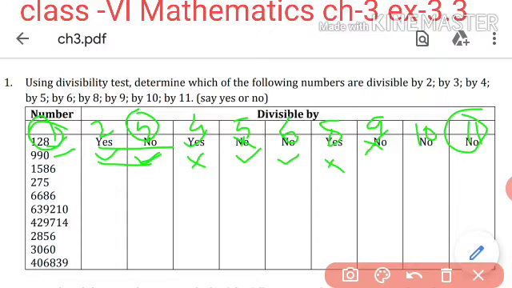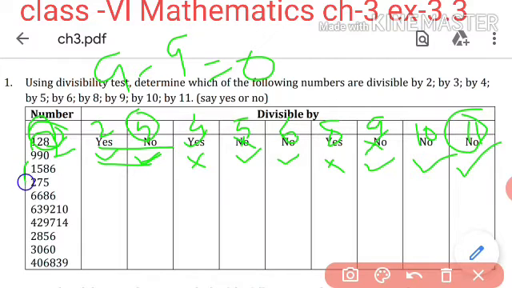Now next is what? 9. So for 9 you have to add all the numbers. So 9 plus 9 is 18. Now 18 is divisible by 9, so it will be yes. Now for 10, if the last digit is 0, then the number will be divisible by 10. Now for 11, you have to do the alternate numbers. Now alternate numbers means what? 9 plus 0 and 9. 9 plus 0 is how much? 9, isn't it? So again, the middle number is what? 9. Now 9 minus 9 is how much? 0. So here the divisibility of 11 will be what? Yes.